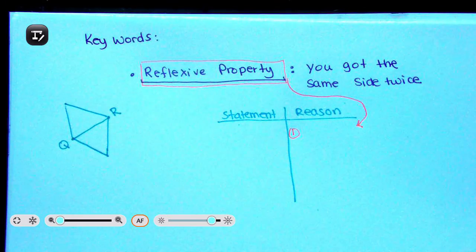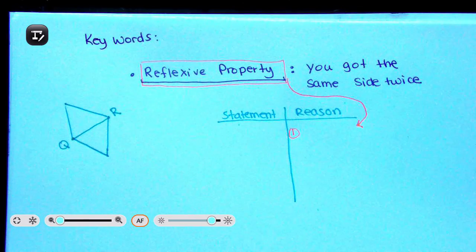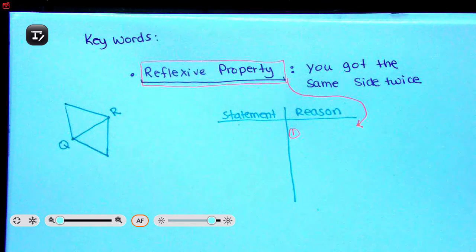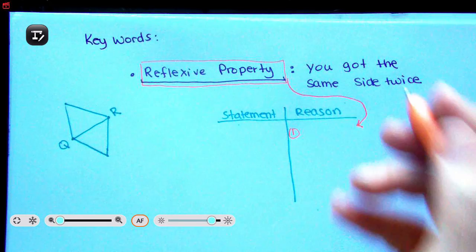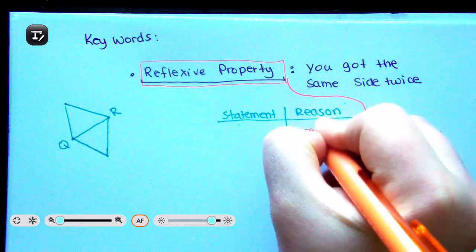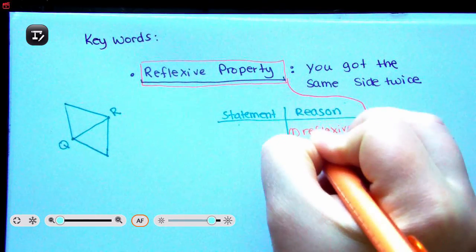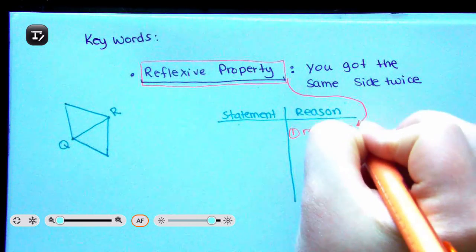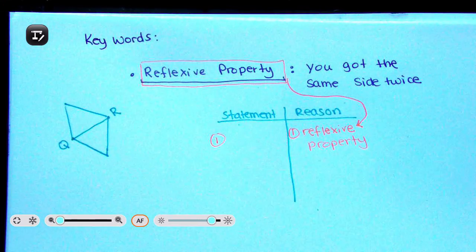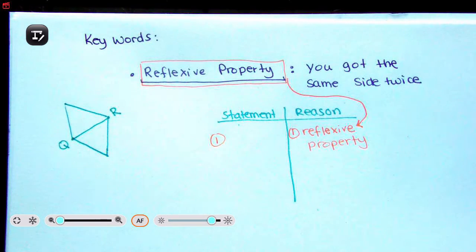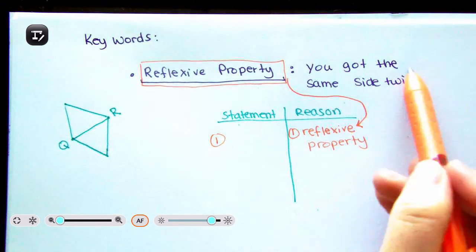This is information they give you, but, keyword but, they don't tell you directly. You have to visually see that those two segments are congruent. So reflexive property is your reason. And so what does the reflexive property mean? What does it give you? Well, it means you got the same side twice.